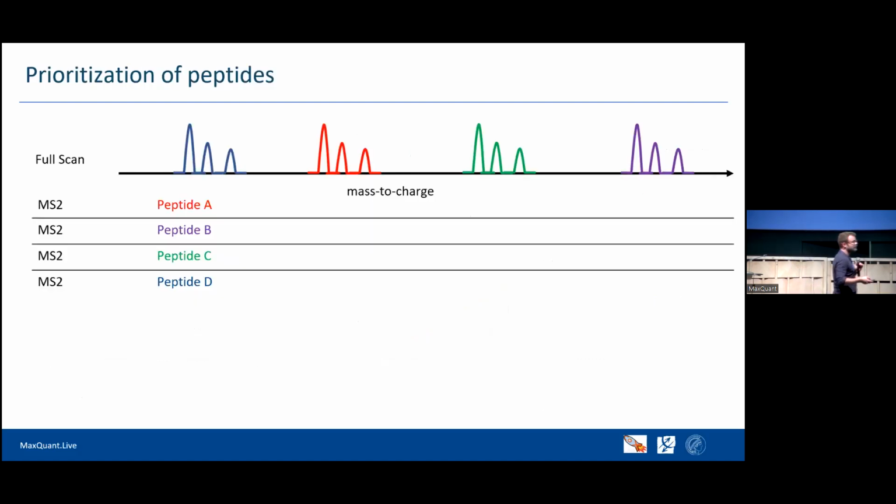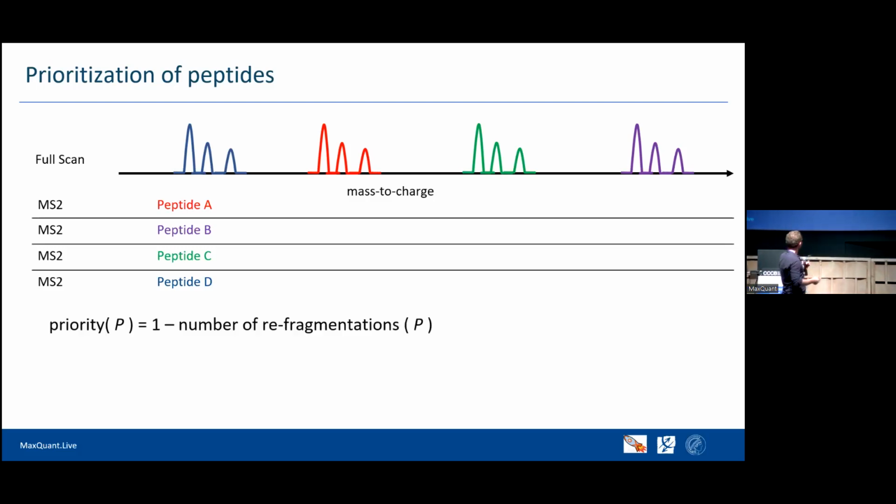But I was also talking about prioritizing. So we continued working on that with MaxQuant.Live, and they had this idea to actually prioritize the peptides in your list. So usually, for example, we have a full scan and we have these 4 peptides, and they're all in our targeting list. We all somehow like them. So then what would happen is that it first does an MS2 scan of the peptide A, then B, then C, then D. And the order of these scans can be important.